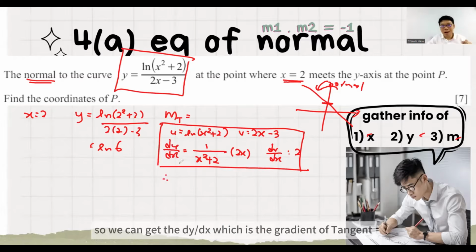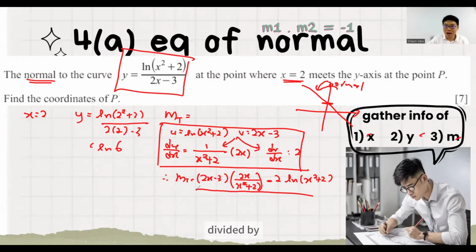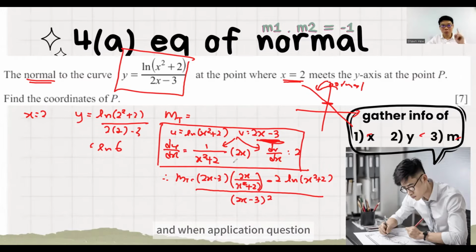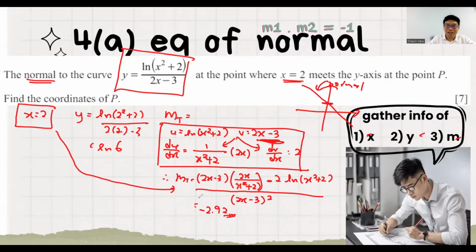So we can get the dy dx, which is the gradient of tangent, by using quotient rule. This times this, minus this times this, divided by this squared. And then when it's an application question, we subs in our x into the equation. You get gradient of the tangent is minus 2.92.